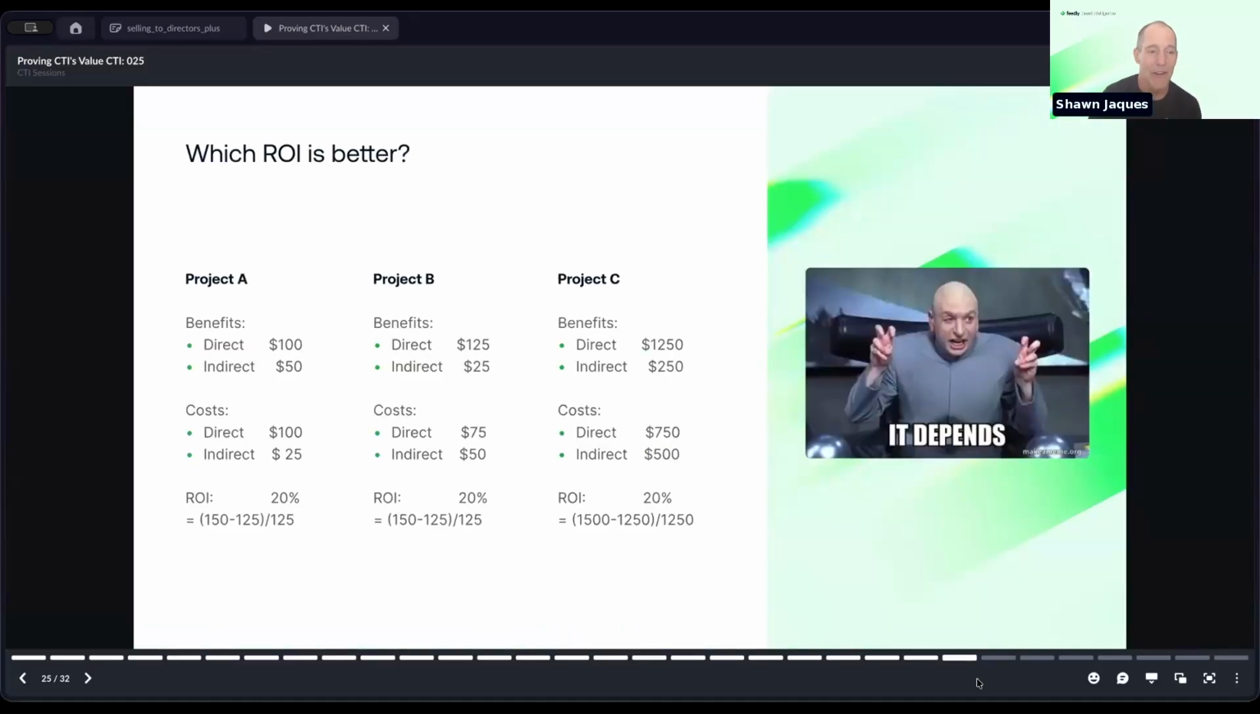So if you look at three scenarios here, which one is better? The first one has benefits worth 150. The second one has benefits worth 150. The third one has benefits worth 1500, so 10x. The costs are 125, 125, and then 10x. So the ROIs are the same, and it really depends. In one sense, you might say on project A the direct costs and the indirect costs are higher, but the benefits are higher, so we know what the investment is and we know what the output is. We're not reliant on these indirect ones that are maybe a little bit fuzzier.